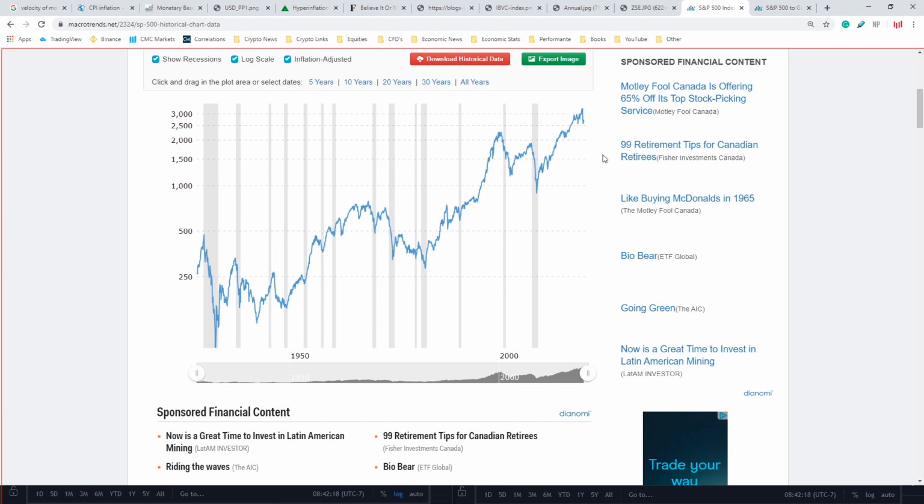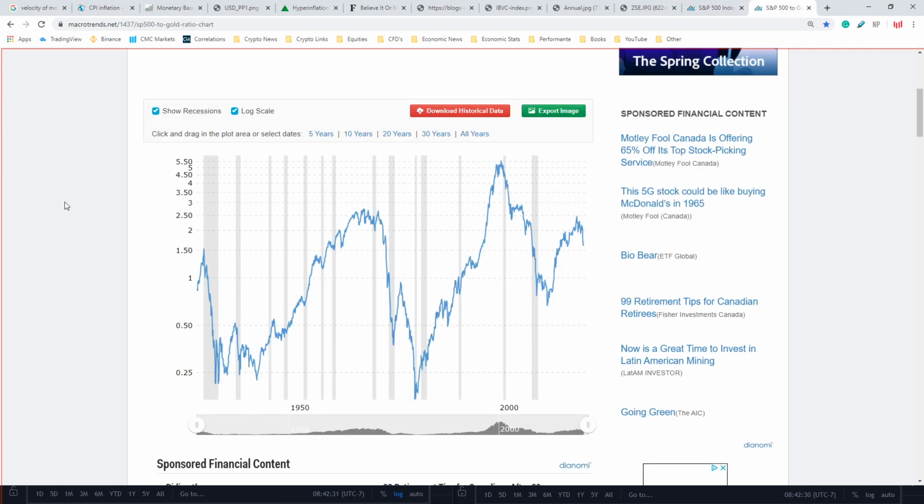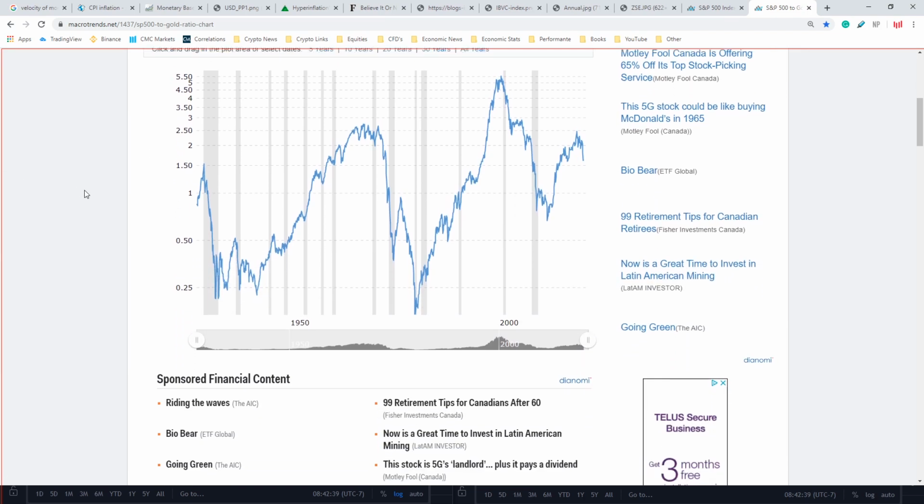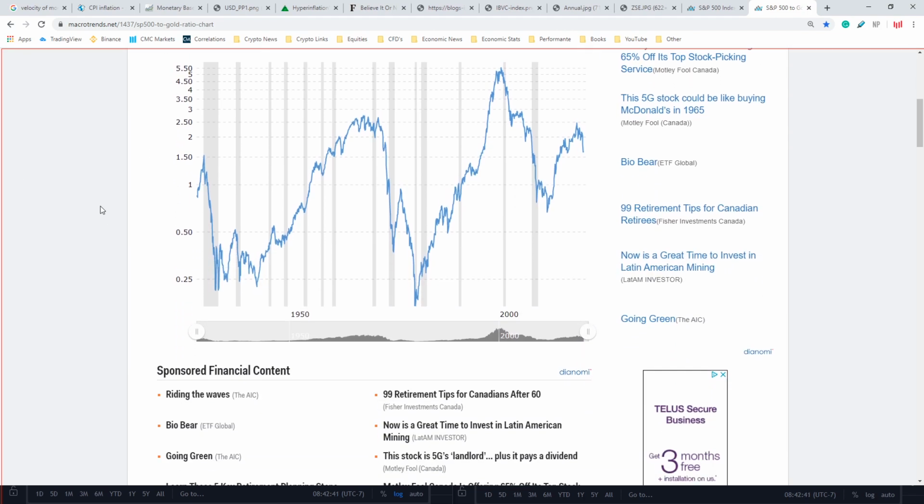But this is the big question. What if you are comparing equities to something that is hard money, fixed money that you can't print out of thin air, like gold? Well, this is a good understanding of, in my opinion, the true value of stocks. This is going to be the S&P to gold ratio. We can see for one share of the S&P 500, how much gold can you buy, or vice versa.